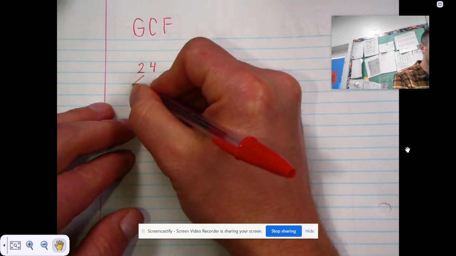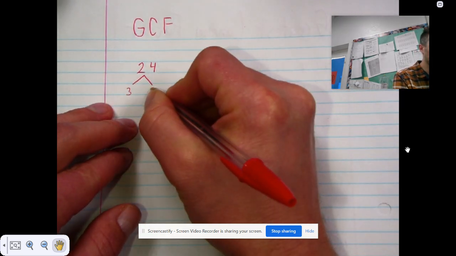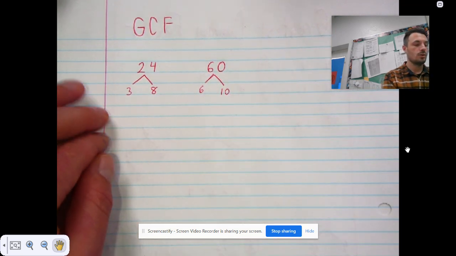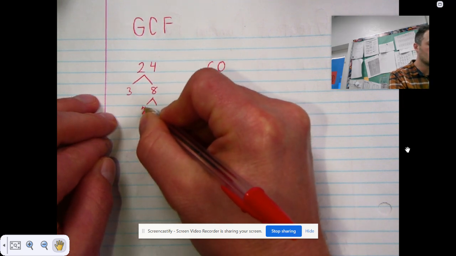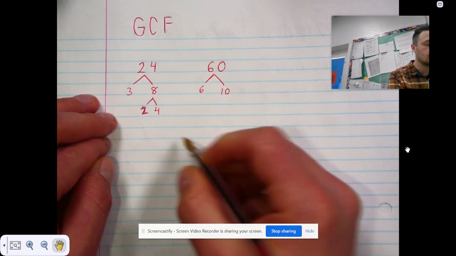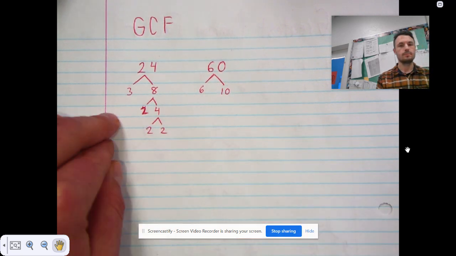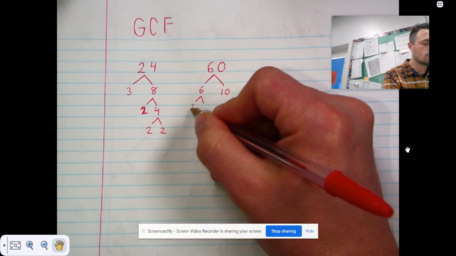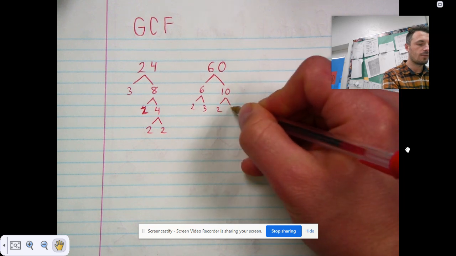Or we could use prime factorization. So 3 times 8 is 24. 6 times 10 is 60. 3 is already prime. 2 times 4 is 8. 2 is prime. 2 times 2 is 4. Now these are all prime. 2 times 3 is 6. Those are both prime. 2 times 5 is 10.